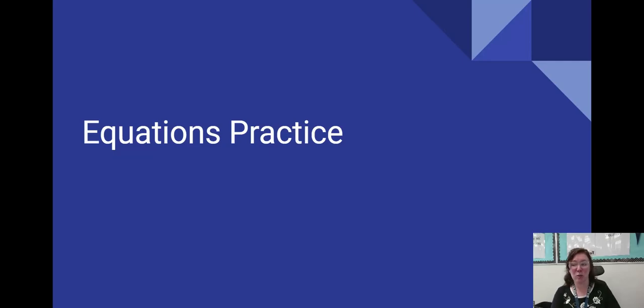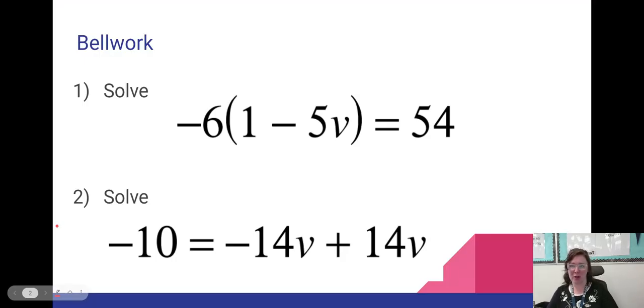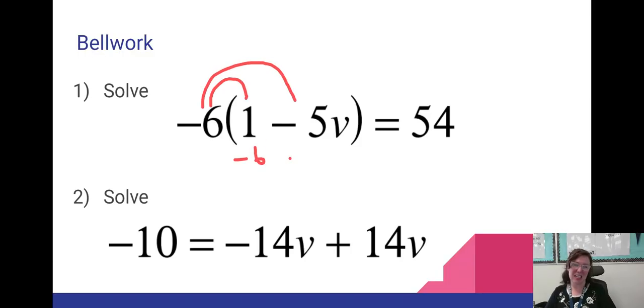Hi, today we are going to practice solving a lot of different kinds of equations. So first for our bell work, let's distribute. Negative 6 times 1 is negative 6. Negative 6 times negative 5v is positive 30v equals 54. And now it's just a two-step equation. Add 6 to both sides of the equal sign, divide by 30.